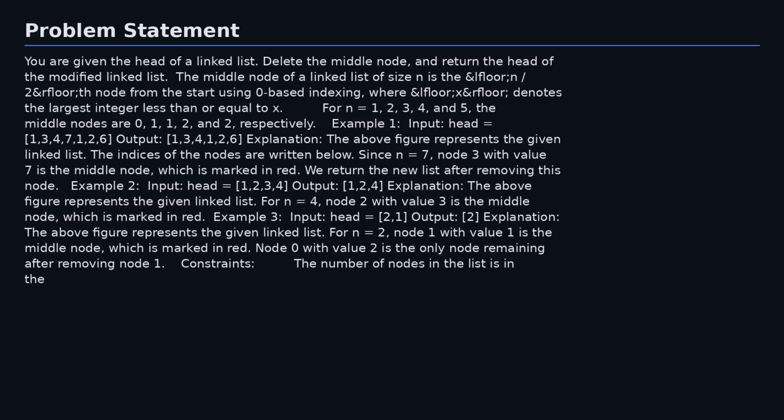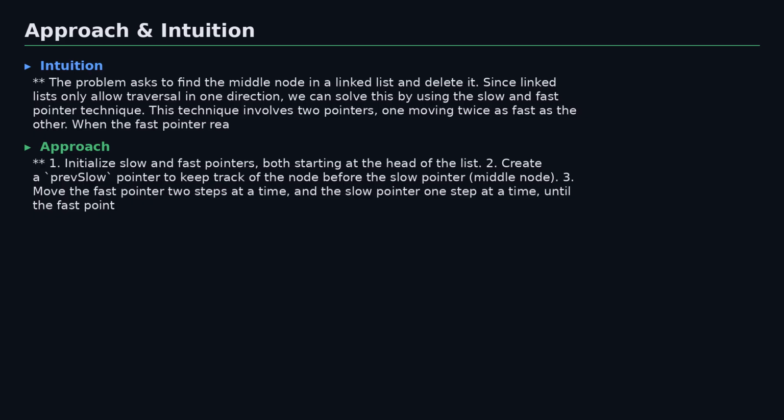Imagine you're on a train, and you want to find the middle car. One way to do this is to have two people, one who moves really fast and another who moves at a normal pace. When the fast person reaches the end of the train, the slow person will be at the middle car. This is basically the slow and fast pointer technique, which we'll use to find the middle node in the linked list. Now, let's walk through the solution.